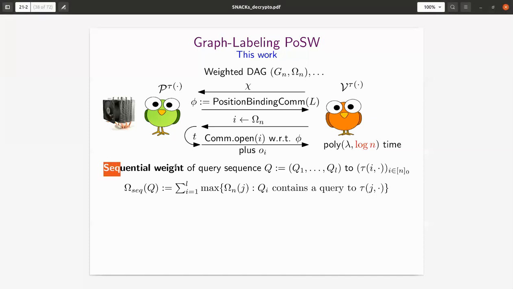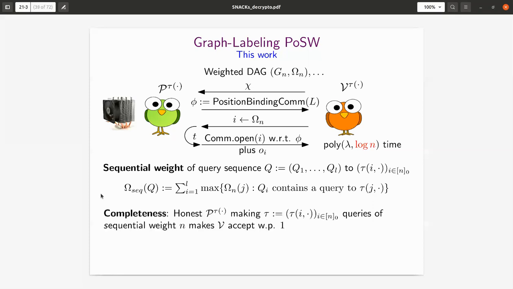We defined weight, and now we also define the natural notion of sequential weight. If you think of the queries that the prover is asking in L rounds, Q1 is the set of all parallel queries in the first round, and so on. Then the sequential weight is, for each round, you take the heaviest query, and you sum it over all rounds. The details are not that important, but we have to define the sequential weight notion, because it's important for the proofs. And that's all. Then we have defined completeness now in the most natural way.